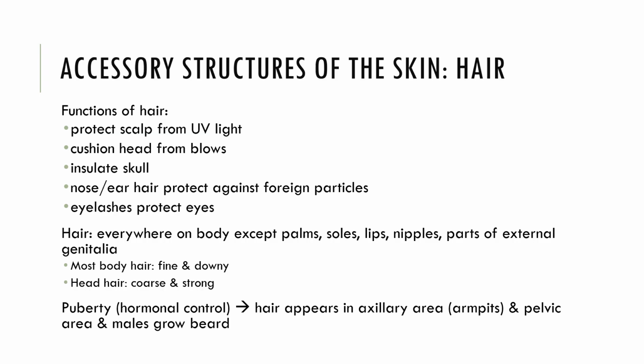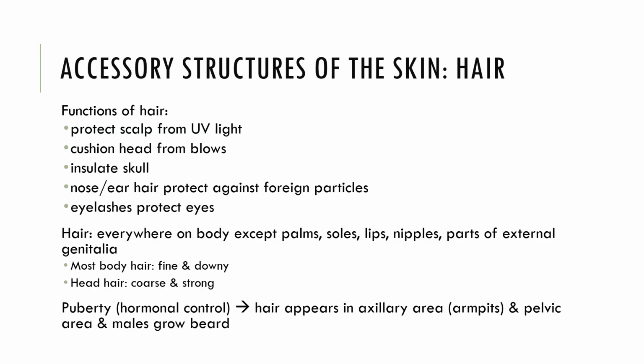Each hair follicle consists of a root and a shaft. The root is the part that's embedded into the skin. You cannot see this part. The shaft extends above the skin surface, and this is the part that you see. The base of the follicle contains a hair bulb, which surrounds the hair papillae where blood vessels supply nutrients to the growing hair.